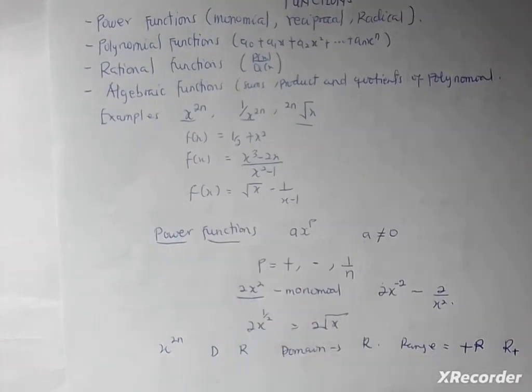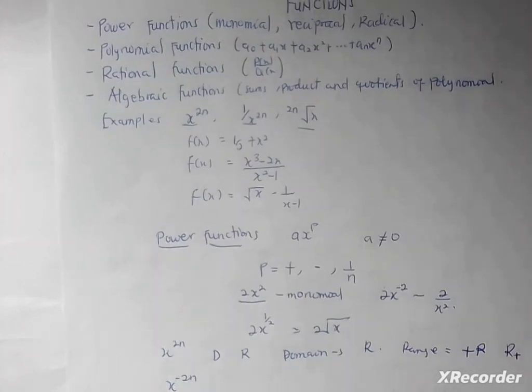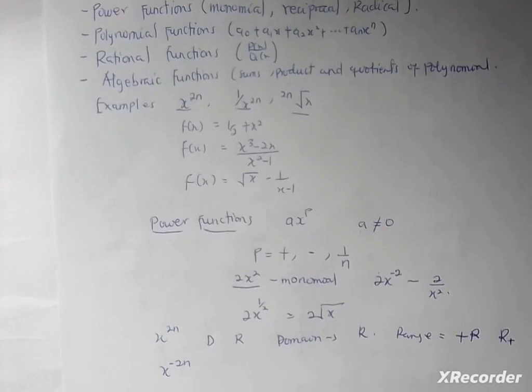Let's take the second example. The first one was the monomial. Let's take a reciprocal, x to the power negative 2n. When you take x to the power negative 2n, this is a reciprocal power function. So what will be the domain? What will be the range?